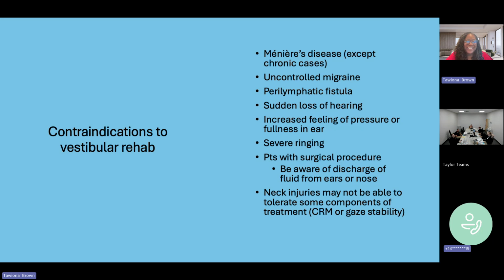Okay. So your contraindications are here. You can treat chronic Meniere's disease, but you can't treat acute. Uncontrolled migraines, we don't even want to look at them. Perilymphatic fistula, because we can't fix the opening between the inner and the middle ear. That membrane has to be fixed surgically. Sudden hearing loss, we don't know where that's coming from. If we don't know where it's coming from, it could be coming from somewhere else. So we're not going to handle that because we might make things worse. Same as with increased fullness or pressure in the inner ear.